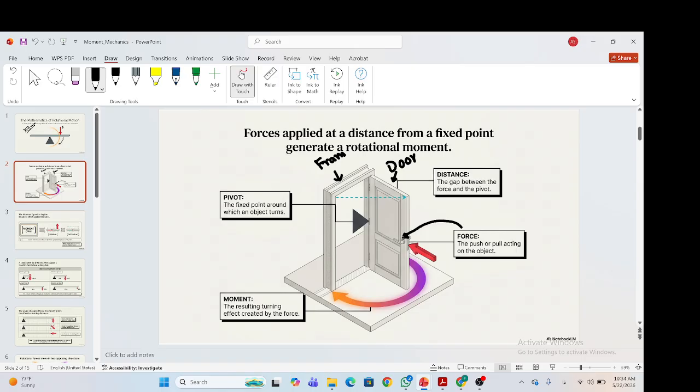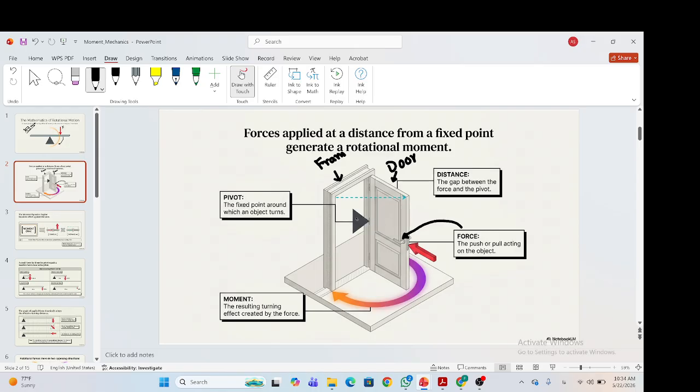So for example, if you want to open the door, what do you do? You push the door, then the door will open. Then if you want to close the door, you apply the force but you pull the door to be closed. We will talk about the effect of this force. Okay, and next we will come to here, the distance.